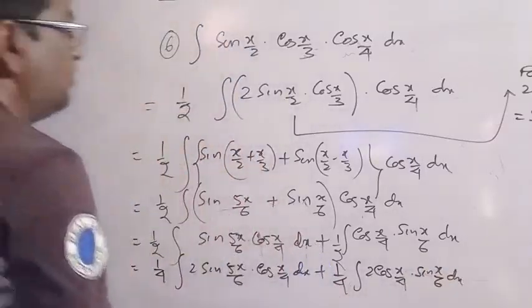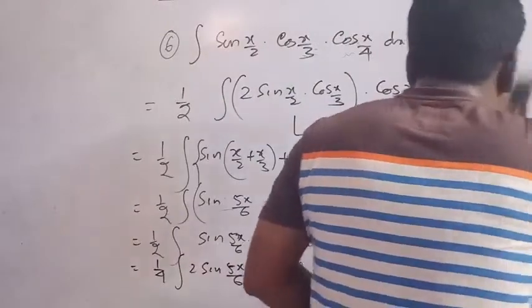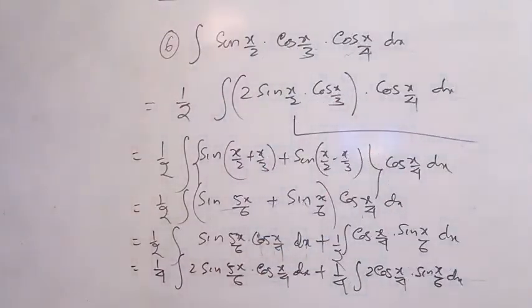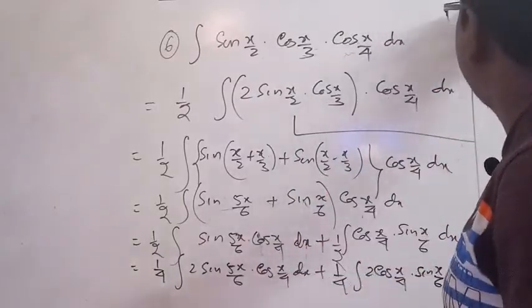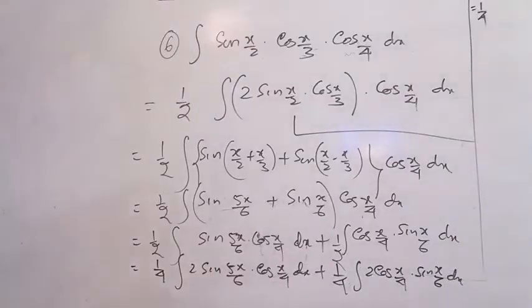So this is equal to what? Now this is equal to 2 sin A cos B formula. So 1 by 4 into 2 sin A cos B formula, sin(5x by 6 plus x by 4) plus sin(5x by 6 minus x by 4) whole into dx plus 1 by 4.